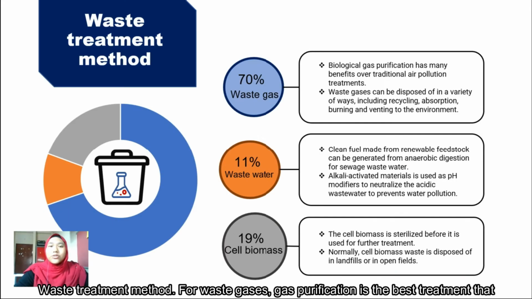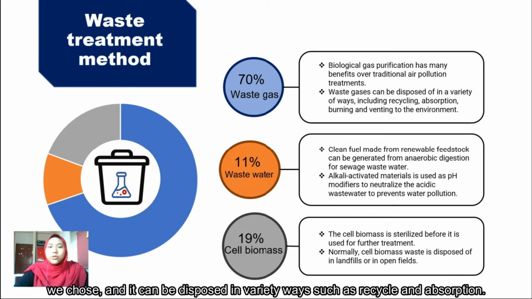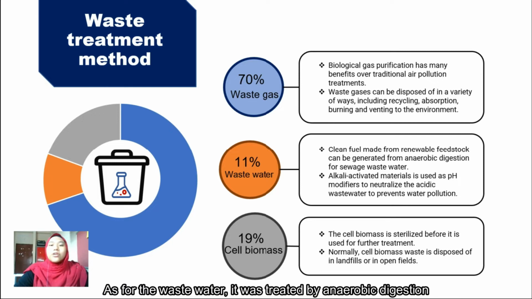Next, waste treatment methods. For waste gases, gas purification is the best treatment that we chose, and it can be disposed of in a variety of ways such as recycling and absorption. As for the wastewater, it is treated by anaerobic digestion and it can be neutralized by alkali activated materials. For cell biomass, it is sterilized before being treated, and normally it can be disposed of in landfills or open landfills. Now, I'm passing this session to Amalia.